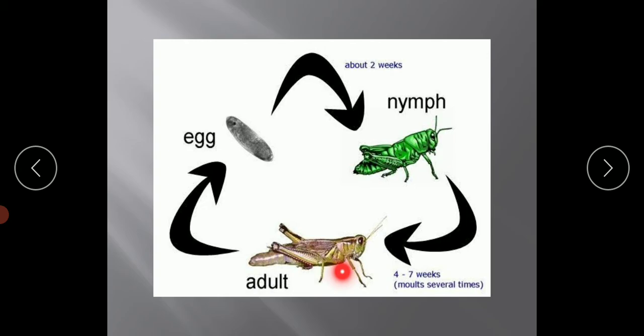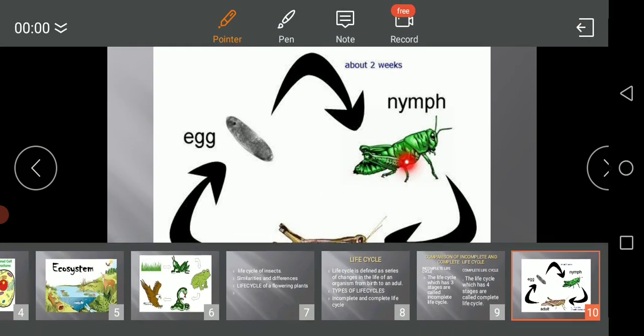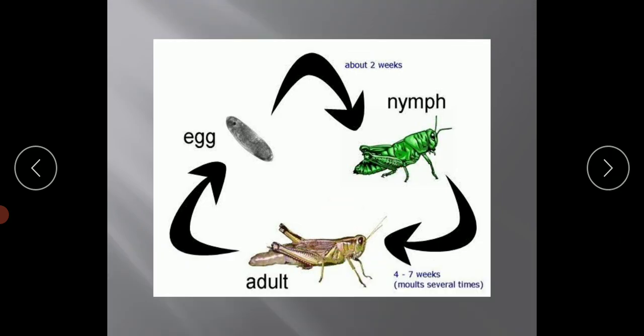There are a few very minute differences between these two, maybe smaller in size, maybe a change of color. After a few days it sheds its skin, gets the skin color of its adult one, and changes into an adult. So this is the life cycle of the grasshopper, which passes through three stages in its life: egg, nymph, and adult grasshopper.